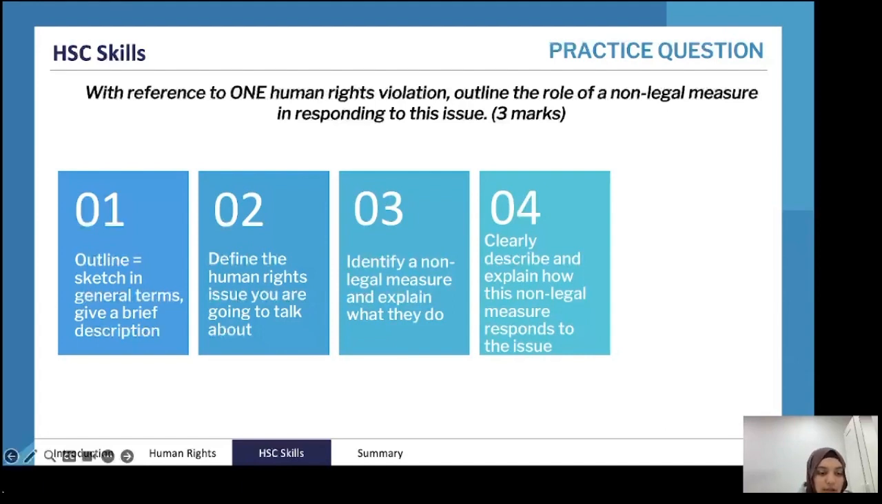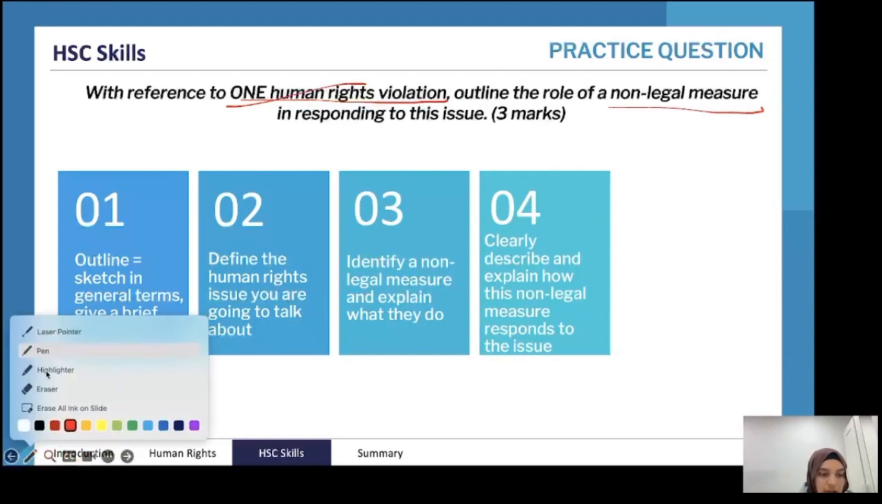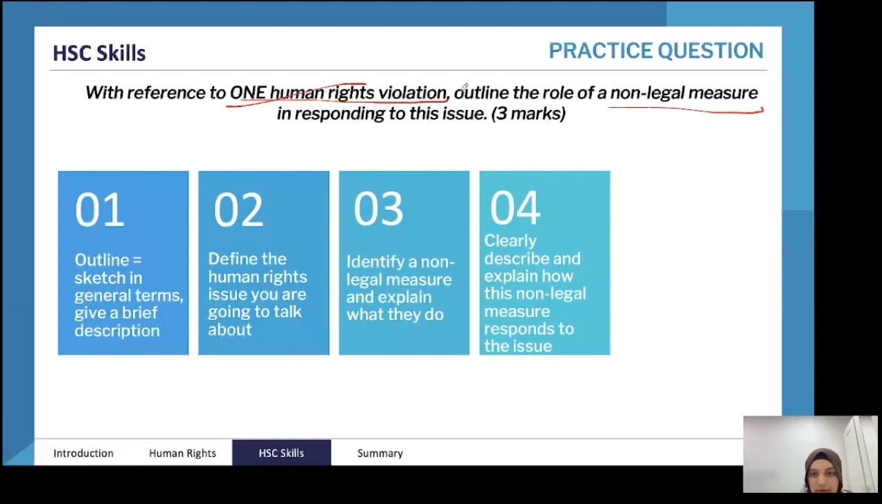So first of all, you want to be able to break down the question. We know that it's asking with reference to one human rights violation, and then you want to outline the role of a non-legal measure in responding to the issue. So our verb, the first thing we're going to look at, is outline. Right, so what does outline mean? You're looking at sketching in general terms or giving a brief description.